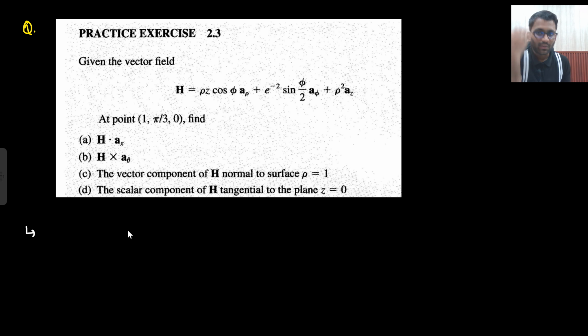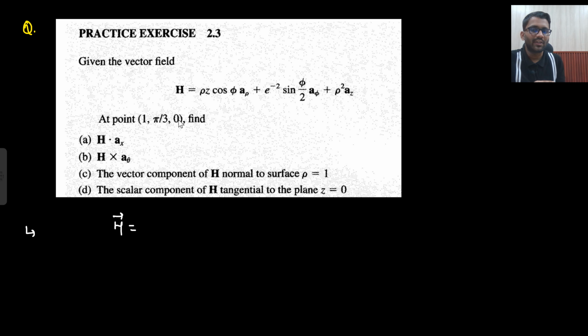Yeah, so let's solve this question now. So h vector is given at point 1 comma pi by 3 comma 0. You need to find these values. So h vector is defined at this particular point. So let's find the value of h vector at that given particular point, because at this given particular point we need to find these values. So first I am writing down the value of h vector.